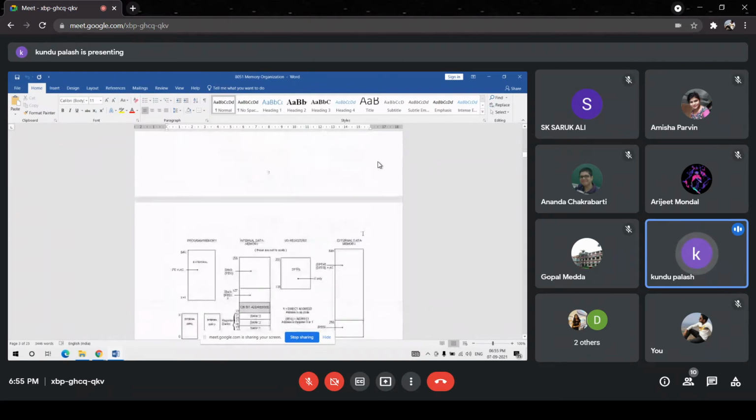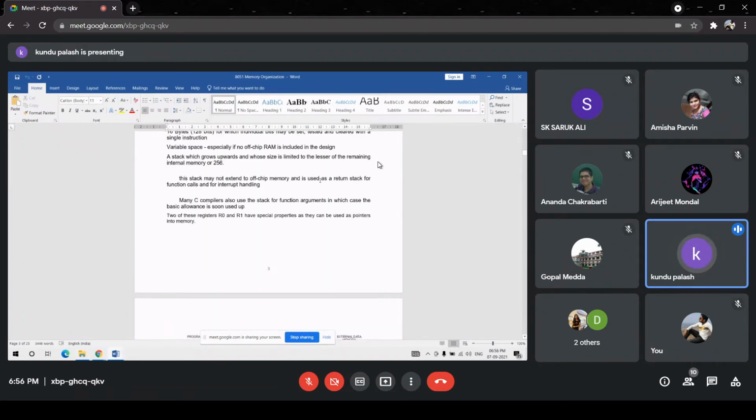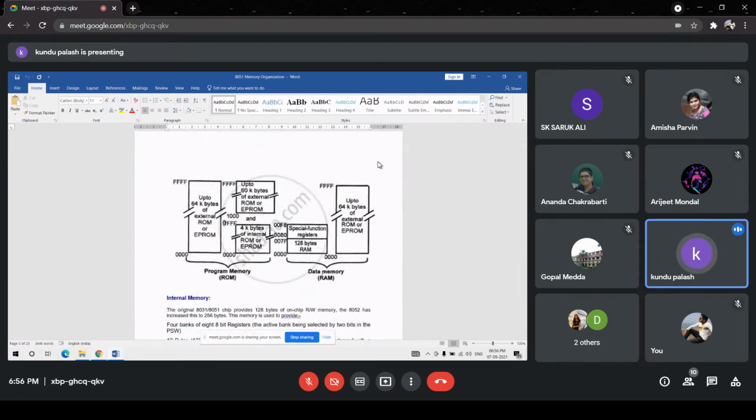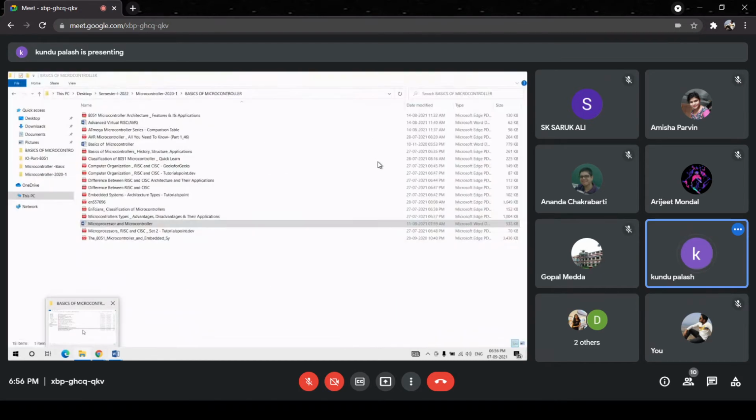It should be remembered that the architecture of the microcontroller follows Princeton architecture. Now, what is Princeton architecture? That I have discussed already.